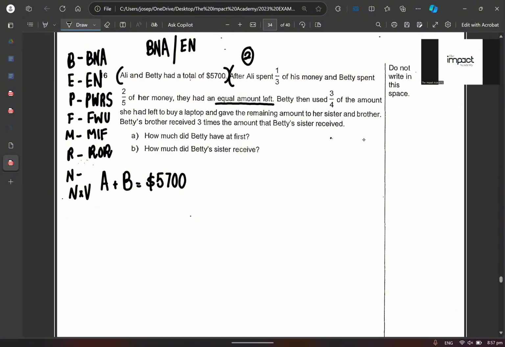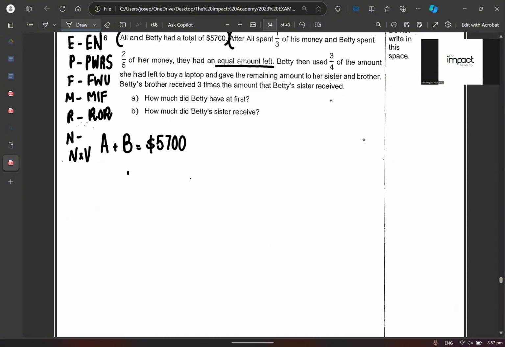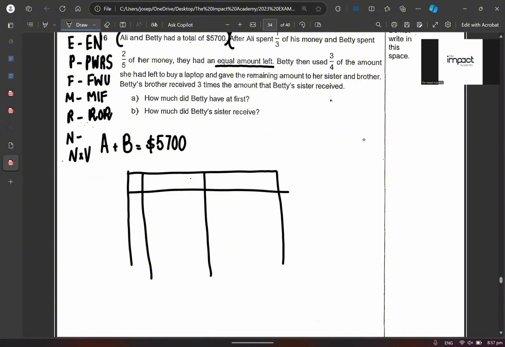So the moment you see BNA and equating numerators, you want to quickly draw our table first. Am I making sense or not making sense? All right, quickly draw your table. Pen down whatever is necessary. You draw this. You say that this is A. You say that this is B. Is this something that y'all can understand?